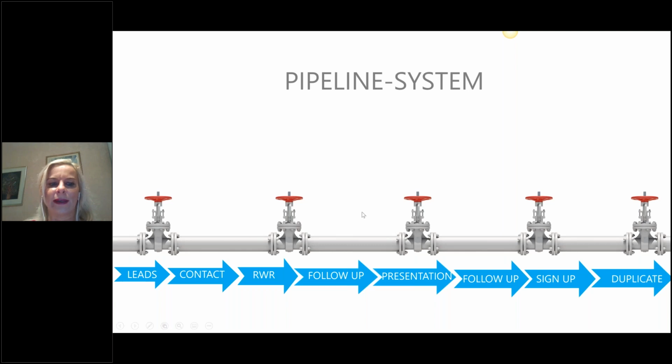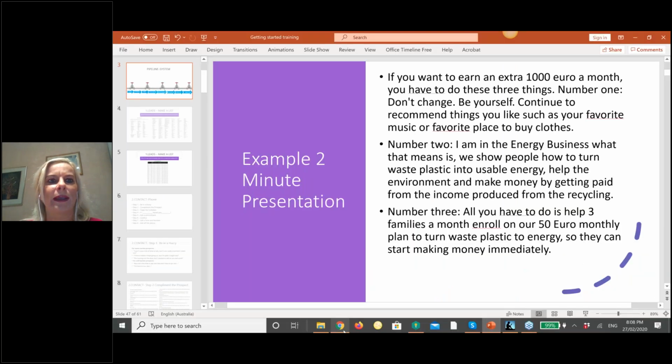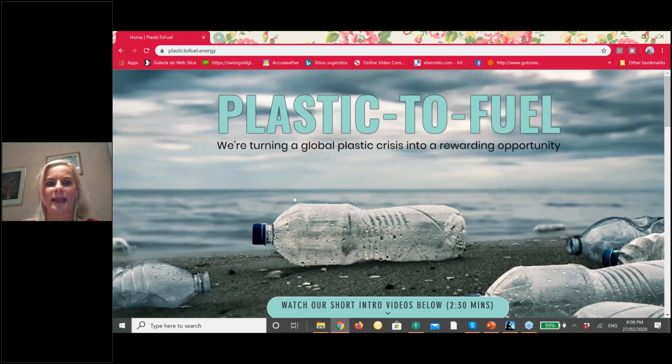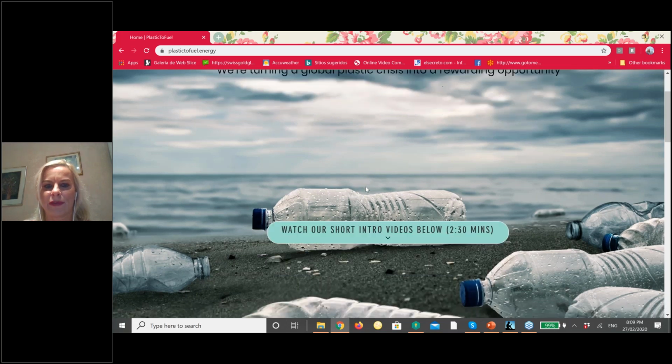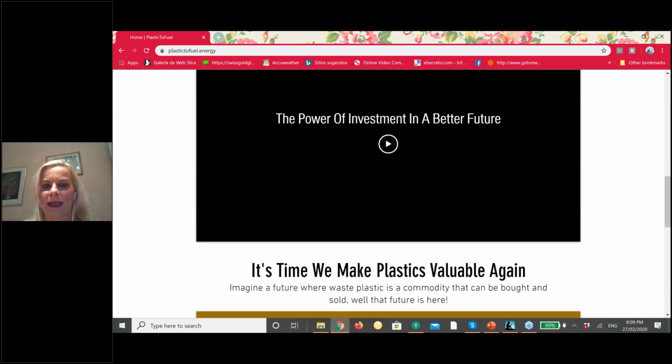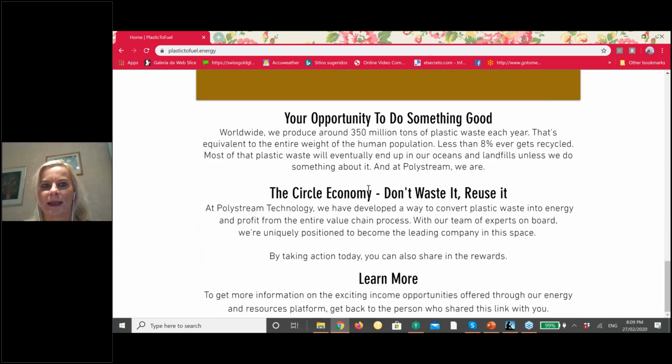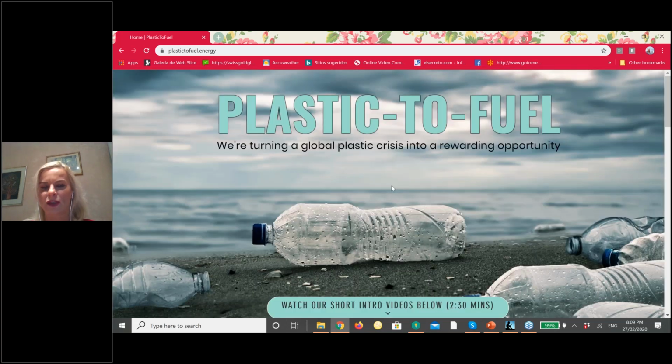In our case, we have RWR, that's the Real Wealth Revolution system. Currently, this is under construction, so we have something else, which I'm going to show you quickly here. That is the plastic to fuel. This is what we currently use as a system to drive traffic through, so they can look at something and not necessarily need to listen to your presentation or to my presentation, right?